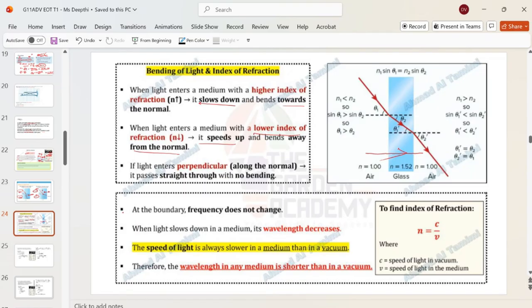Now, there is only one quantity that does not change when light enters from one medium to another. Do you know which is that quantity? It's the frequency. Okay, but all other properties like wavelength, velocity, direction, all of them change, but frequency remains constant when the light goes from one medium to another.